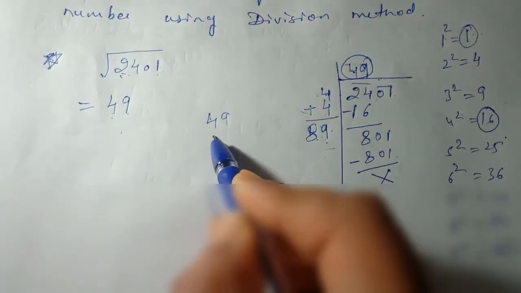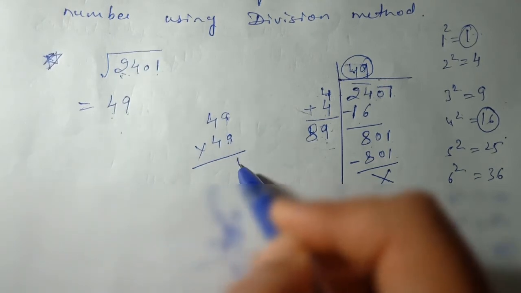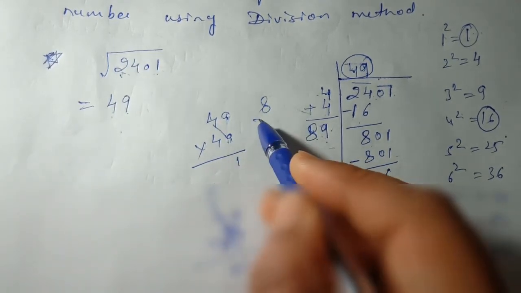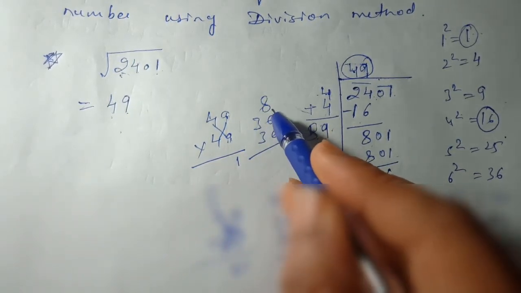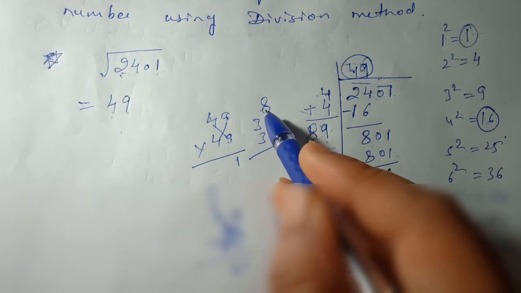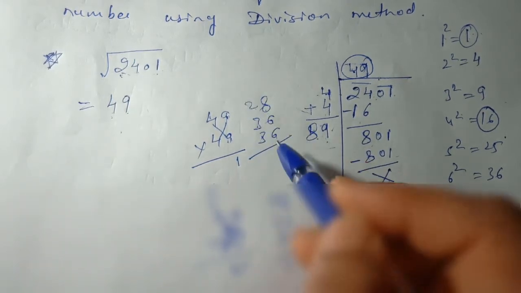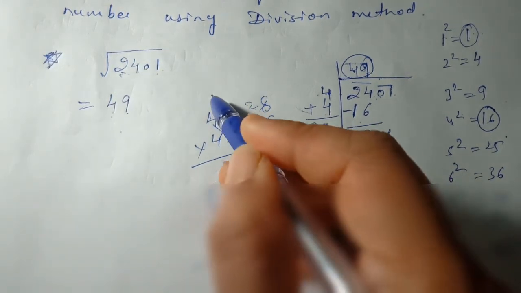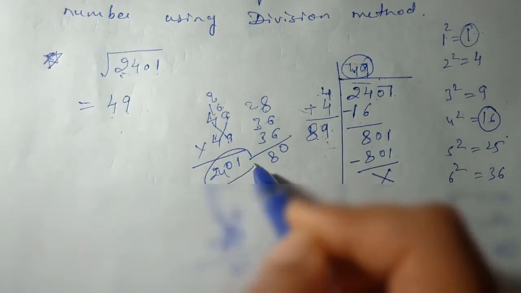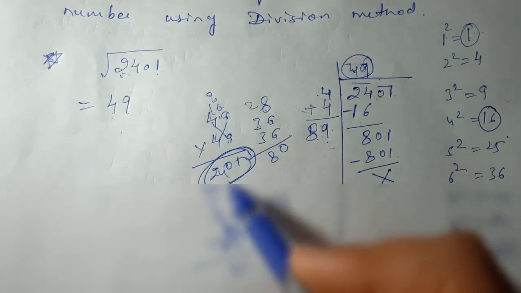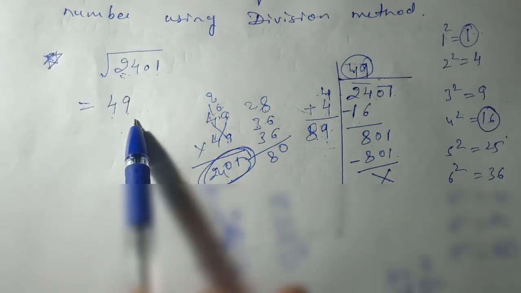So we are writing 49, then 49 multiplied by 9: 9 9s are 81, 1, 8 carry, 9 4s are 36, plus 8 is 44. Adding all of them we get 6 and 6, 12, 12 and 8, 20, 0, 2 carry, 3 and 3, 6, 7, 8. So 80 we get 0, 8 carry, 4 4s are 16, 16 plus 8 will give 24. So we are observing when we multiply 49 into 49 we get 2401. So it means that the square root of 2401 is equal to 49.